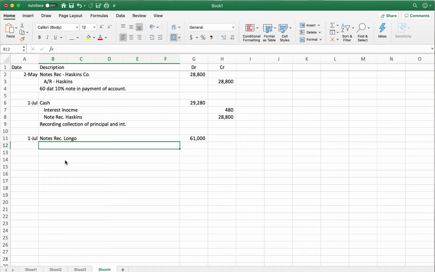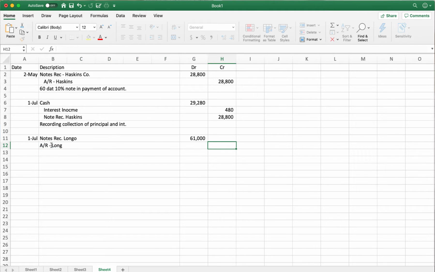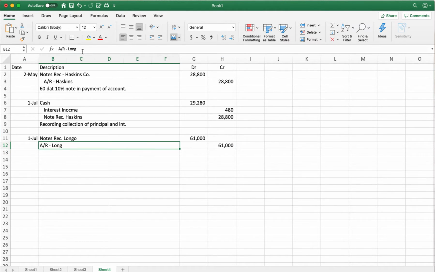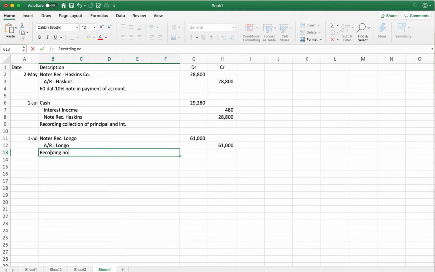The amount was $61,000, but it was on account, right? So same thing happened, right? Instead of them having accounts receivable, maybe the accounts receivable went too long, we turned it into a note. We can do that if we want. We have $61,000 for AR for Longo. Remember, always indent your credits. And what are we doing here? Well, we're recording note receivable, and it's 120 days at 9%.